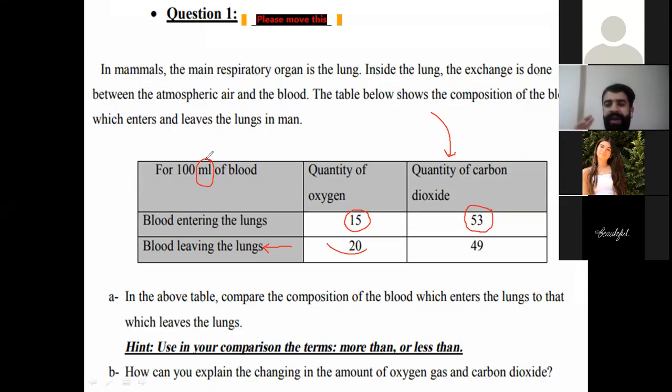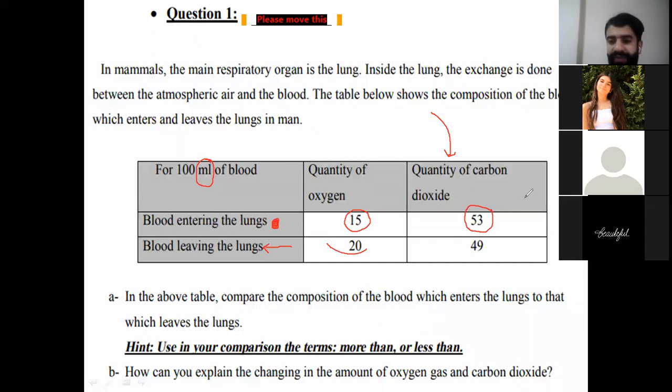Thank you, Habiba. Very good. So Ali said the quantity of carbon dioxide in the blood entering the lungs is 53 milliliter. Then Ali used the hint here, less than or more than, which is more than the quantity of carbon dioxide in the blood leaving, which is 49 milliliter. Very good.